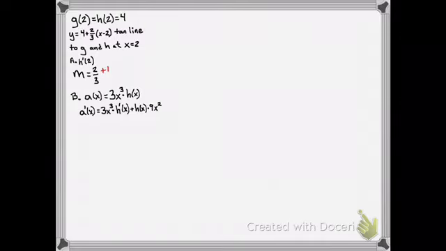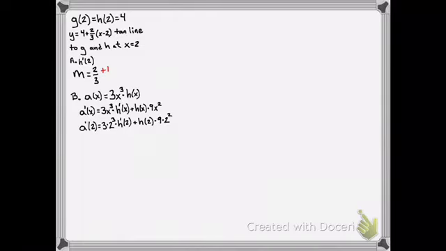And then the next part we're asked to do is find a prime evaluated at 2. And so we know that means just plug in 2. So this is going to be 3 times 2 cubed times h prime of 2. It's a good thing we did Part A. Plus h of 2 times 9 times 2 squared.